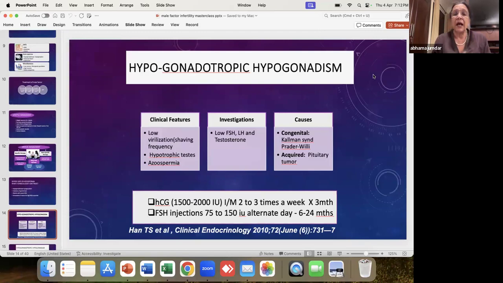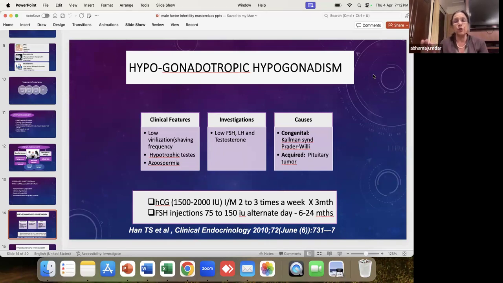How do we treat hypo? In gist, I'm giving you the clinical features. Low virilization. How do you know? Every man has a beard, you just don't know. Shaving frequency is very little. They take multiple days for at least this much beard to come that they need to shave. Then if they are examined, hypotrophic testes, so you can just have an ultrasound or examine the patient yourself. And azoospermia is the clinical feature.